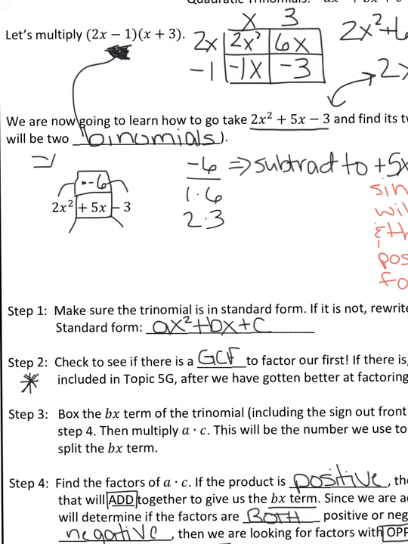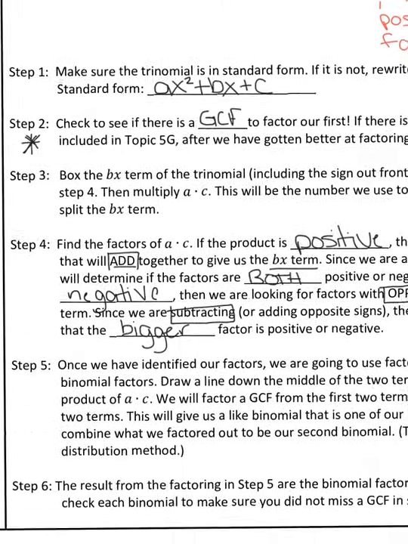We want it to be 5. So my 1 and 6 are my factors, and we're going to subtract to a positive 5x. So the 6 has to be positive. The 1 has to be negative, because 6 minus 1 is a positive 5. All right, so now we're going to come back over here, and let's just go down to step 5.